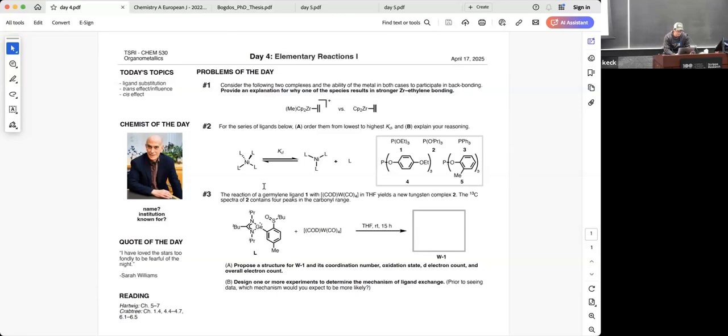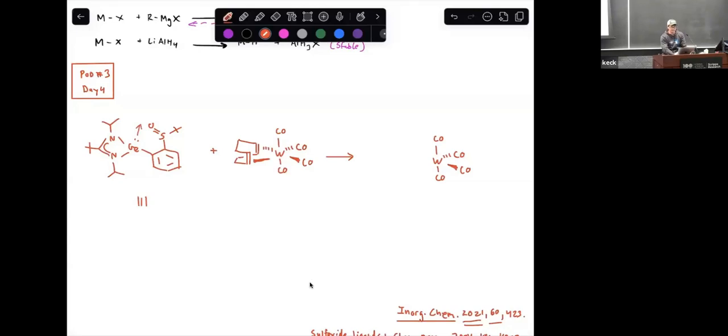All right, so the germaline, you're thinking that looks vaguely like a carbene or something like that. So let's call that a neutral donor. It's going to form a dative bond. What else are you thinking about? How are you thinking about that sulfoxide?